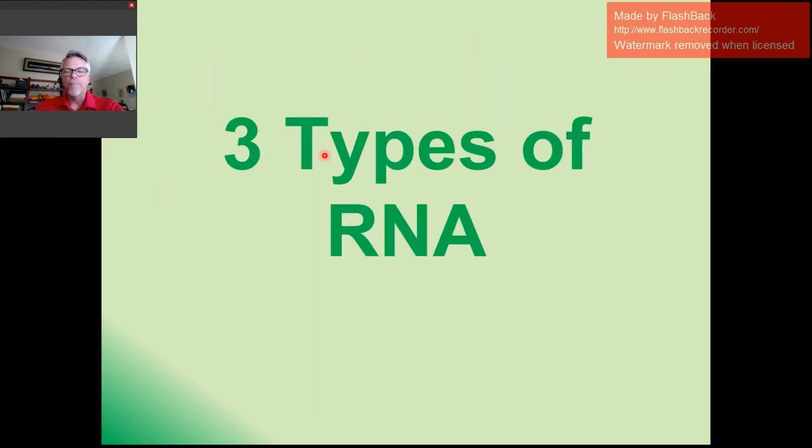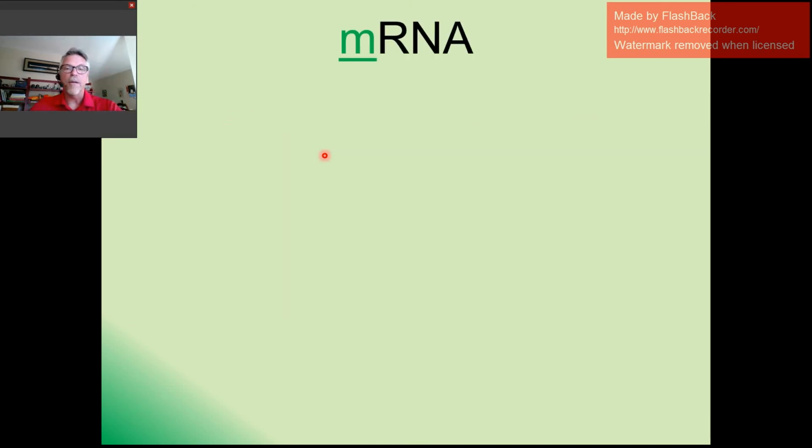When we talked about DNA, there was only one kind, just the DNA that you find in the nucleus. With RNA, there are actually three different types. So let's talk about the three types of RNA.